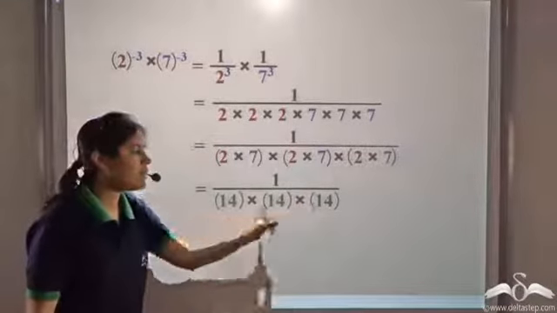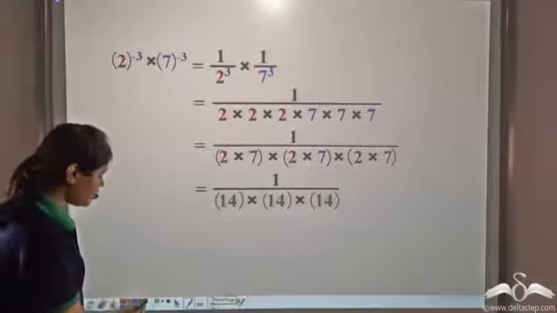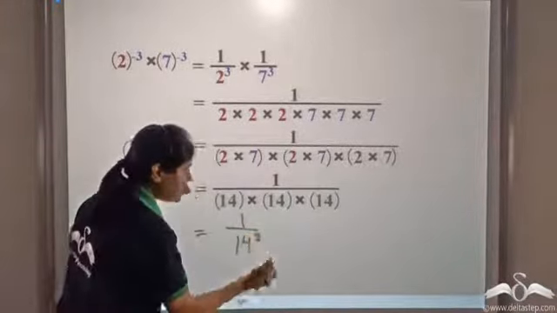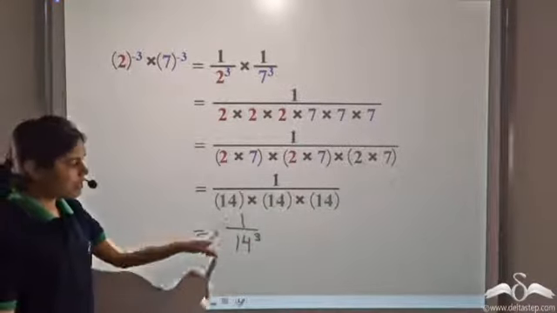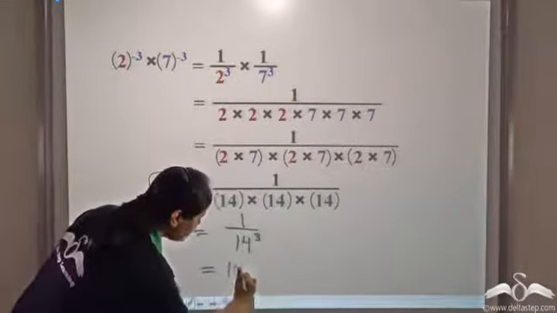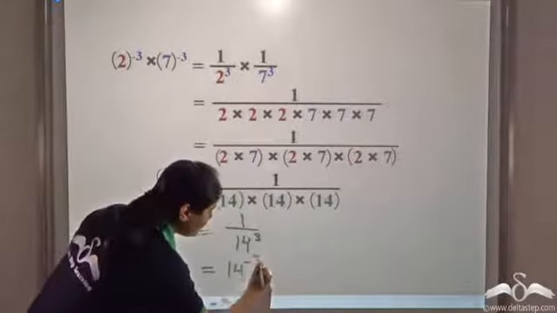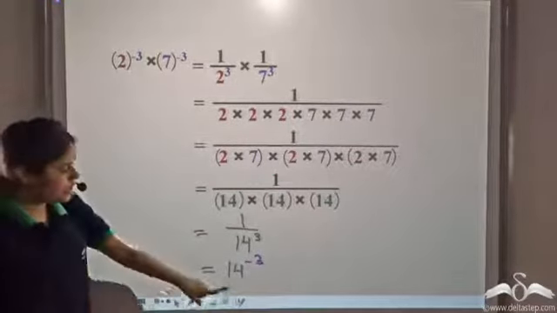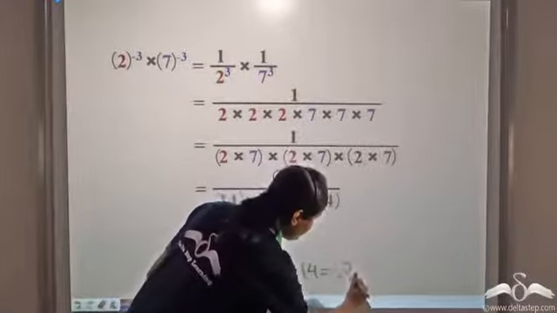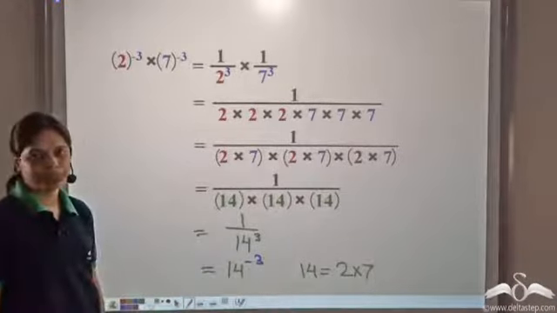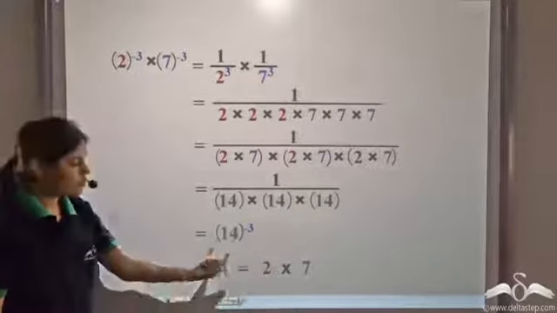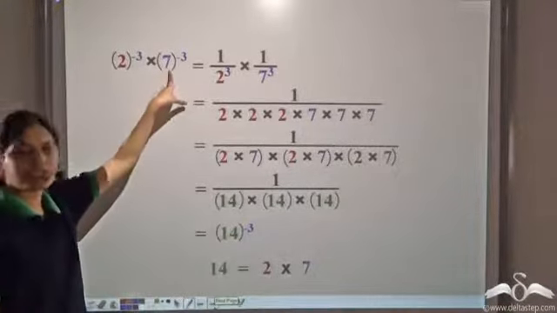This is 14 multiplied 3 times. That is 14 to the power 3. So this gives us 1 divided by 14 to the power 3. Now 1 divided by 14 to the power 3 can be written as 14 to the power negative 3. Now if you observe, this 14 is equal to 2 into 7. So this 14 is this into this.